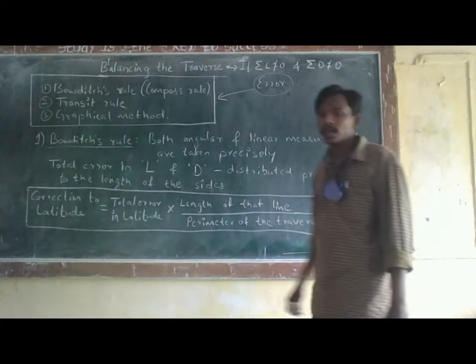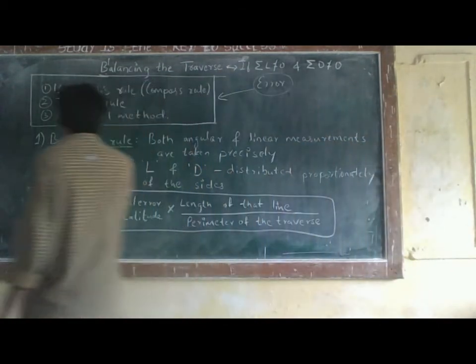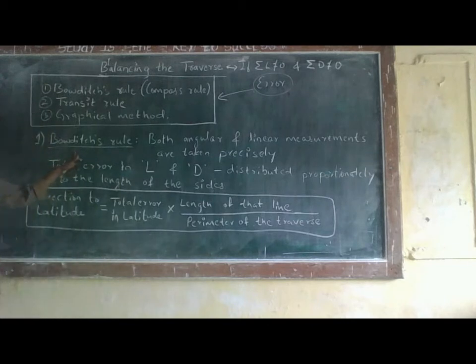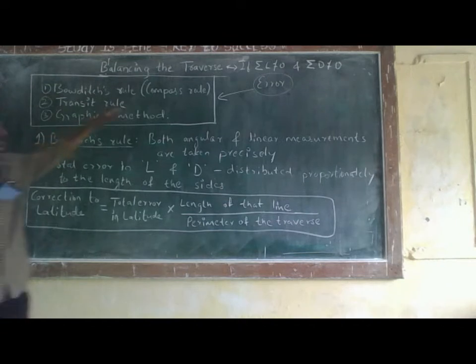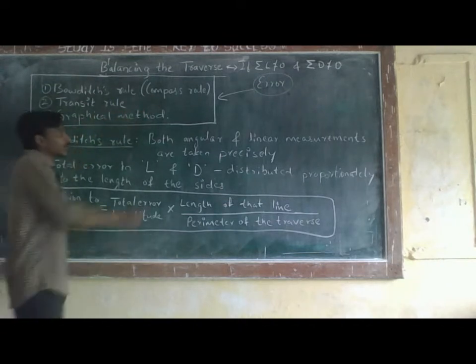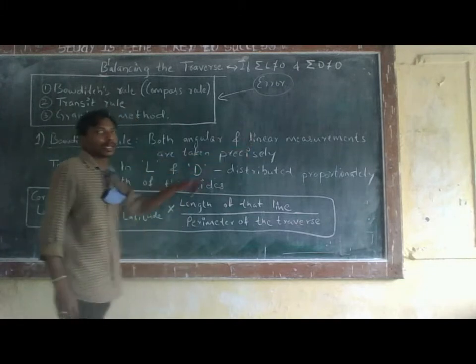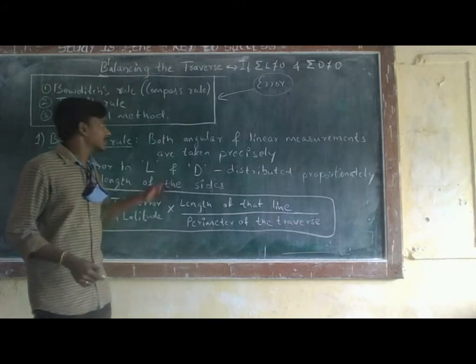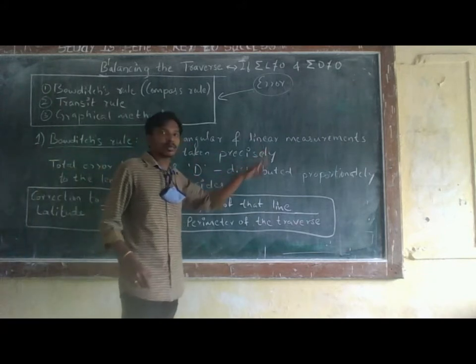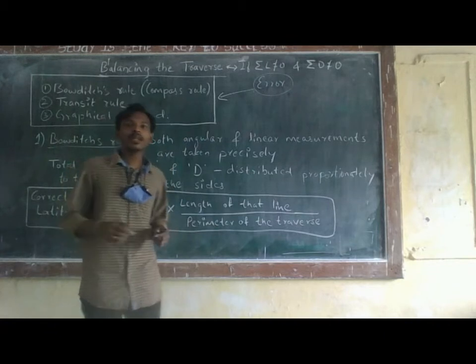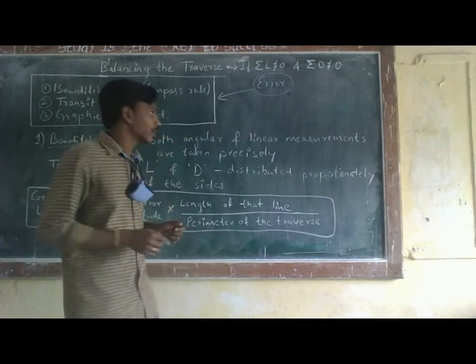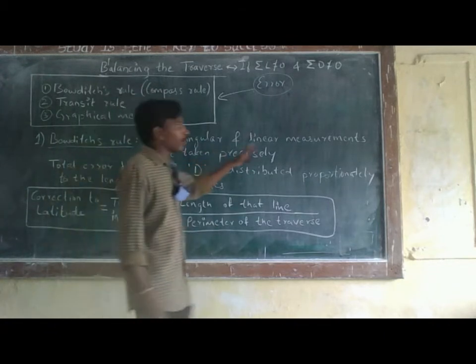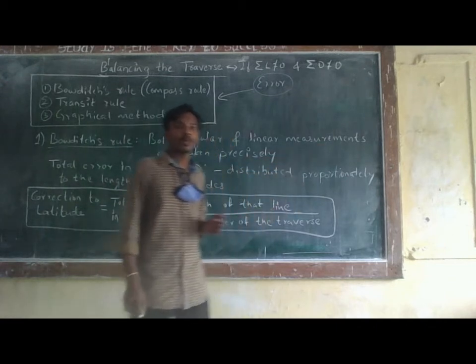So let's move to the first one, Bowditch's rule. This rule can also be called the compass rule. Here in this method both the angular measurements and the linear measurements, which means the angles you measure in the field for the traverse and the length of each traverse side, must be measured accurately and precisely.